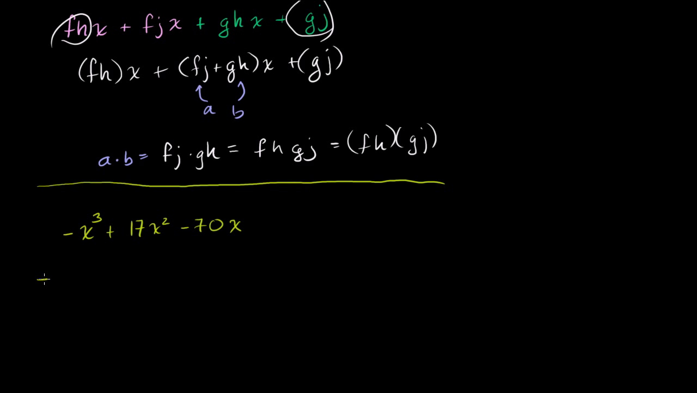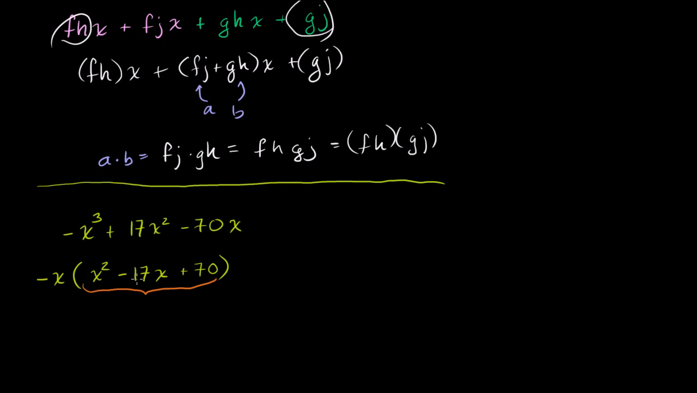So if you factor out a negative x, this is equivalent to negative x times: negative x to the third divided by negative x is x squared. 17x squared divided by negative x is negative 17x. Negative 70x divided by negative x is positive 70. The x's cancel out. And now you have something that might look a little bit familiar. We have just a standard quadratic where the leading coefficient is a 1.